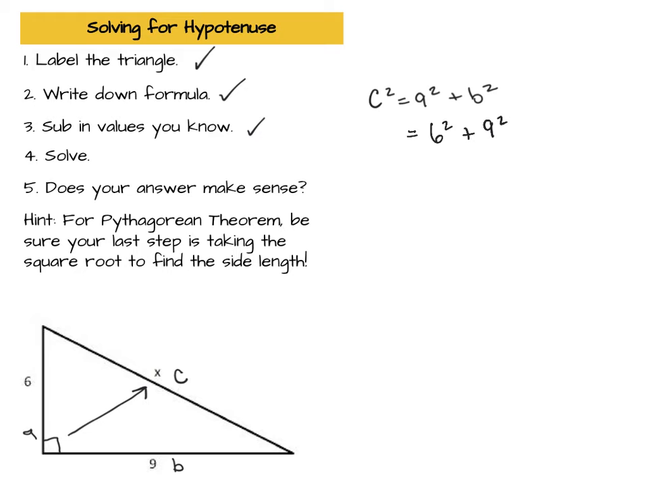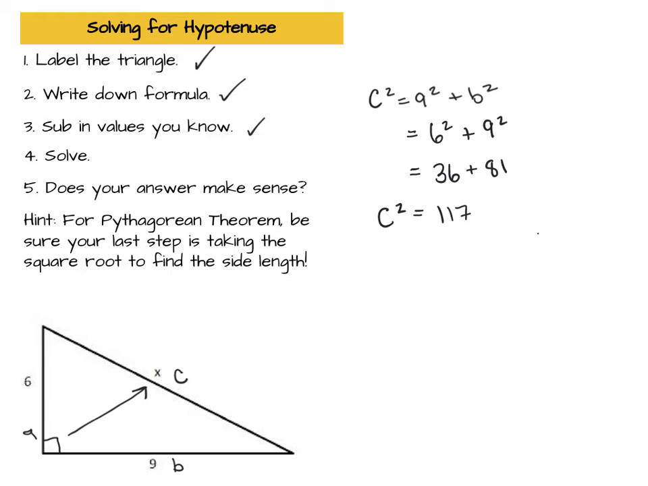So next we have to square both of those numbers. So 6 squared is 36, plus 9 squared is 81. And we add those together to give us 117, which is our C squared.